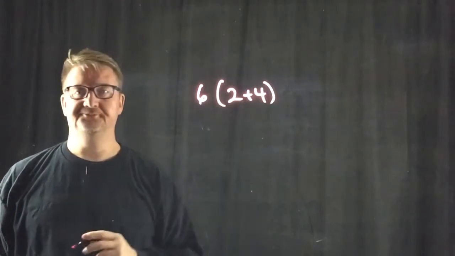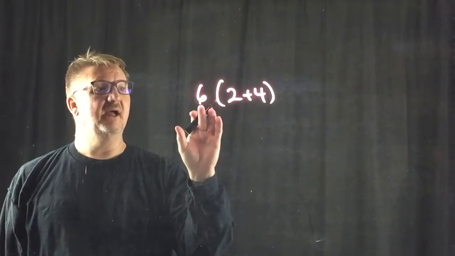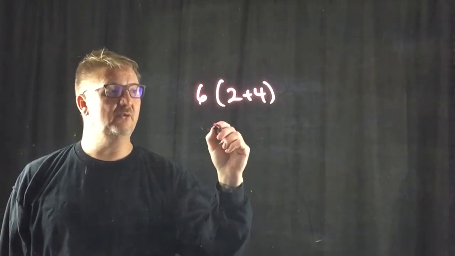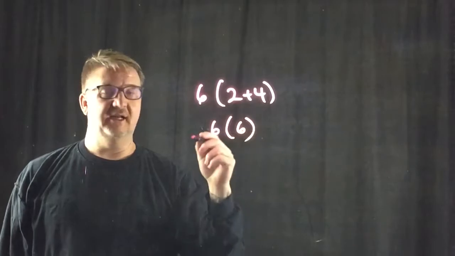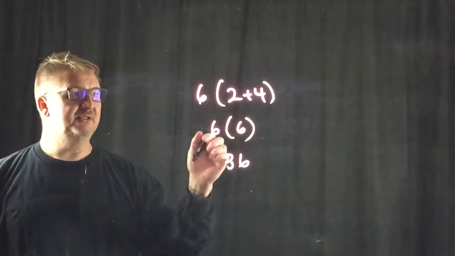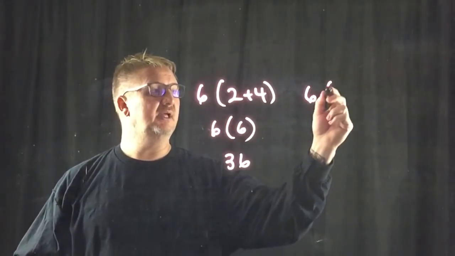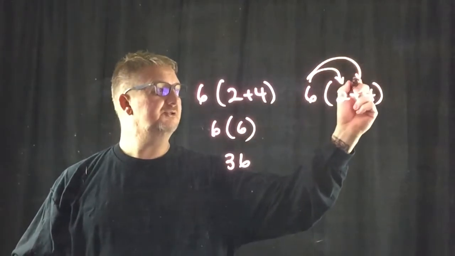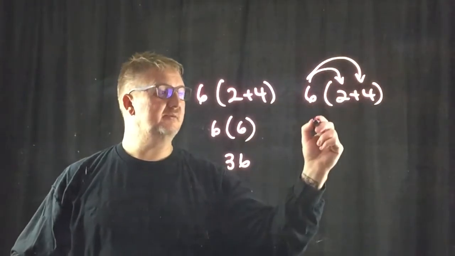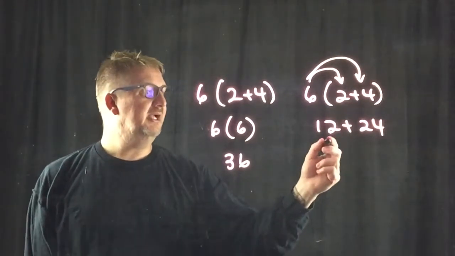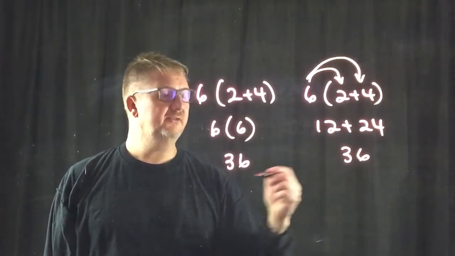So I have 6 times 2 plus 4. I can go ahead and do this problem: 2 plus 4 is 6, and I have 6 times 6 is 36. What the distributive property says is I can multiply, let me go ahead and rewrite this, the 6 times the 2, and then also multiply the 6 times the 4. 6 times 2 is 12, plus 6 times 4 is 24. So my answer is 12 plus 24, which is 36.